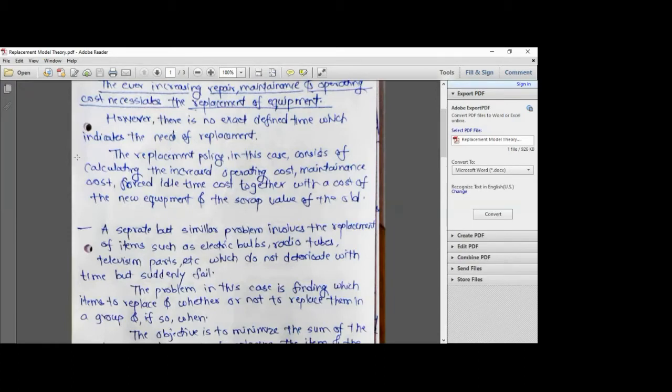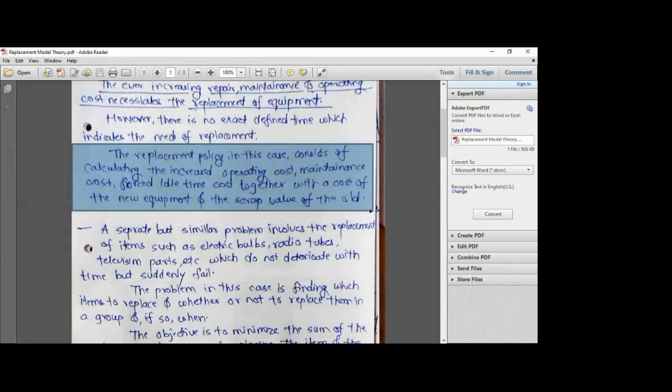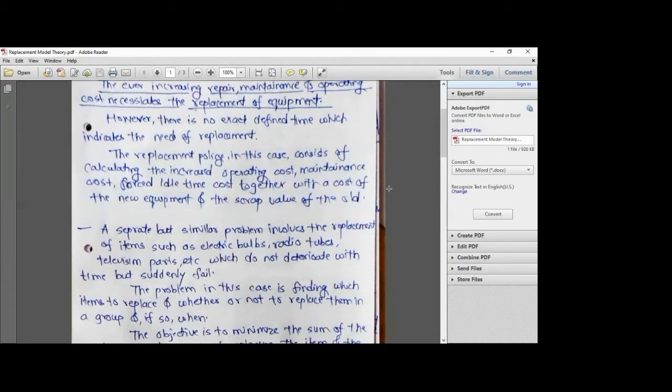These are technical terms, but this particular philosophy holds good for a lot of things. Even if I'm having a bike and I have to replace my bike, I'll be thinking of all these costs, and only then will I be able to decide which bike to take as a replacement. Even this is true for mobiles, right?